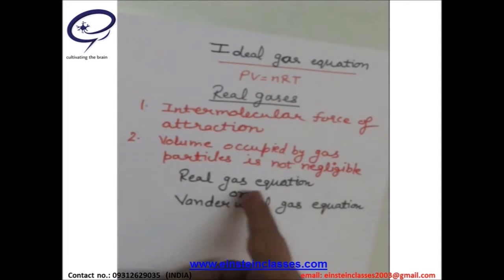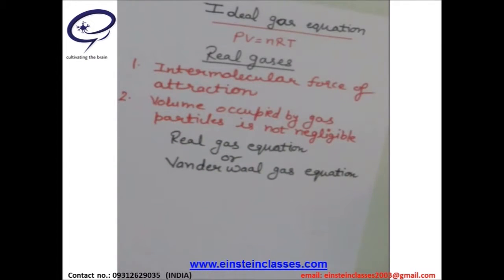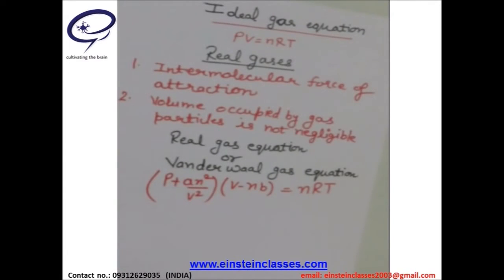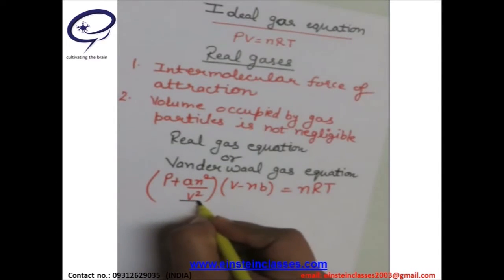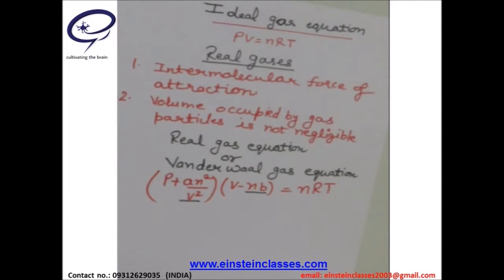Discussing the real gas equation, or the van der Waals gas equation, we apply the two correction factors on the ideal gas equation so that it becomes applicable for real gases. The van der Waals gas equation is (P + an²/V²)(V − nb) = nRT. Here an²/V² is known as the pressure correction factor, and nb is known as the volume correction factor.